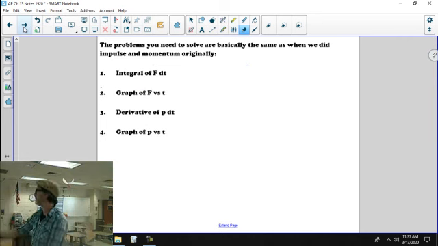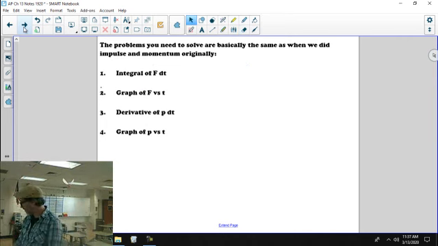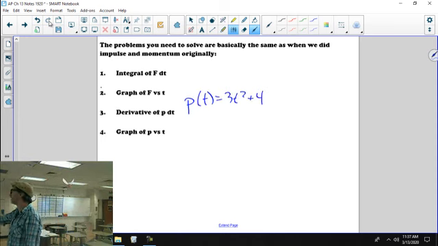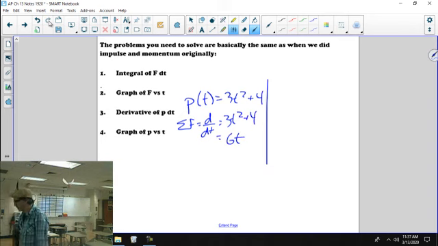All right, so number 3. Maybe I give you this. The momentum of an object at time t is 3t squared plus 4. That means my net force is the derivative with respect to time of 3t squared plus 4. So what is that, 6t, right? So now my new linear equivalent to that would be this.